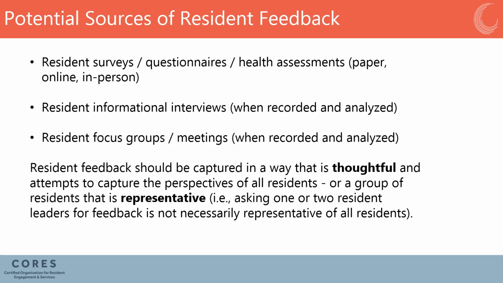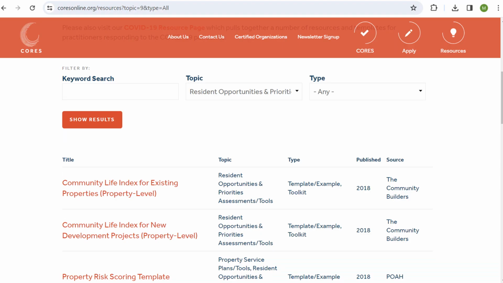Here are just some examples of sources of resident feedback. Again, we are not prescriptive about how you collect feedback, but it should be thoughtful and recorded in a way it can be analyzed to inform services. You can find several examples of resident opportunities and priorities assessments in our CORES Resource Library. You aren't required to use a particular format for your resident opportunities and priorities assessment. However, we want to see that all of the required elements are included.